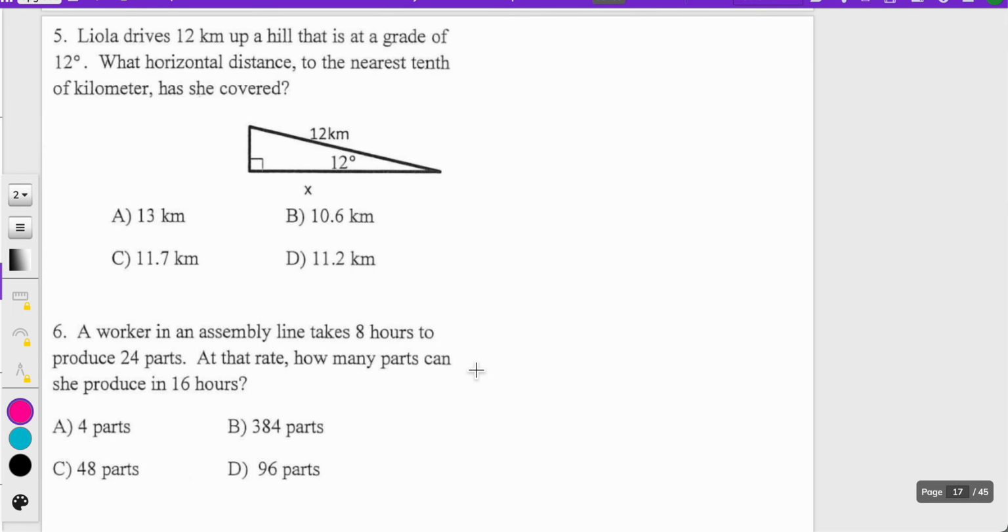Number 5, Loyola drives up 12 kilometers up a hill that is at a grade of 12 degrees. What horizontal distance to the nearest tenth of a kilometer has she covered? This one we're looking at the cosine, because cosine is adjacent to hypotenuse. So the cosine of 12 is equal to x over 12 kilometers. When you multiply those, you're getting around 11.7. So cosine 12 times 12 is around 11.7.